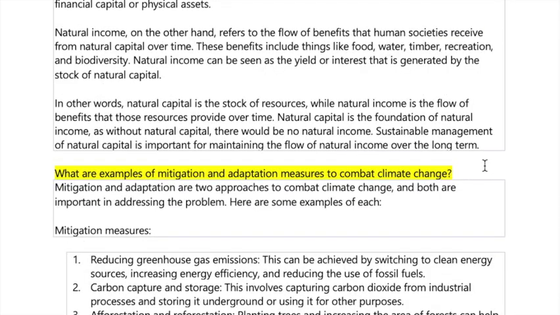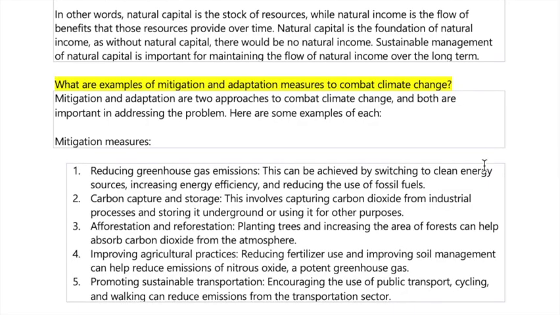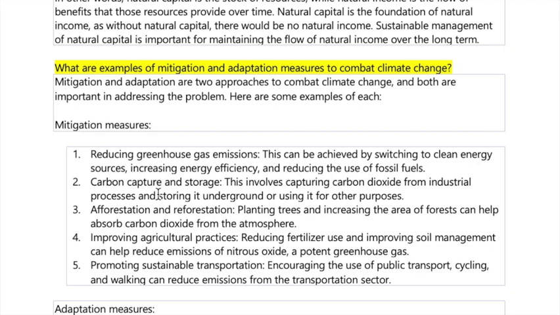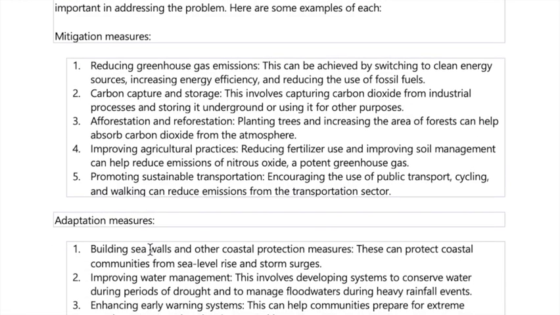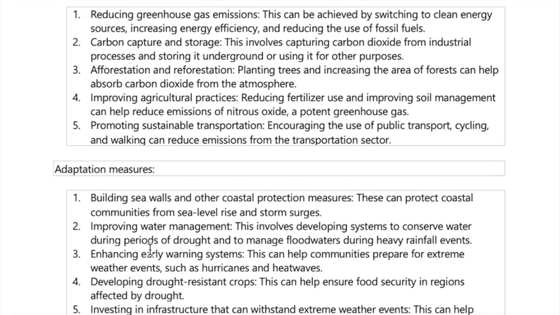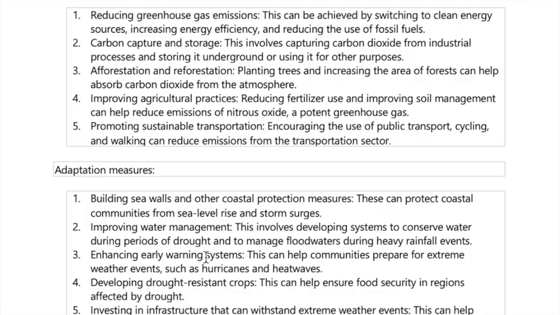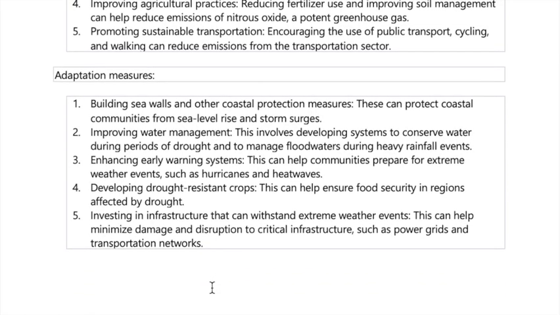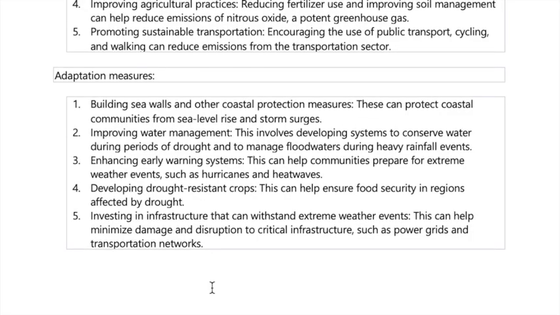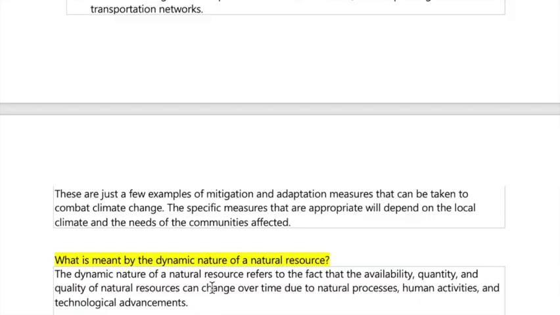Next, I asked ChatGPT, what are some examples of mitigation and adaptation measures to combat climate change? And I got these very good 5 mitigation measures: carbon capture and storage, reducing greenhouse emissions, afforestation and reforestation, improving agricultural practices, and promoting sustainable transportation. All of those mitigation, absolutely correct. And then adaptation, which means adjusting to what happens, and of course building seawalls, improving water management, enhancing early warning systems, drought-resistant crops, all of these, including things like vaccination, not mentioned here. But when you feel that ChatGPT has missed something, it's totally fine for you to say, what about vaccination? Do you think that is going to be an adaptation measure? And then you'll see what ChatGPT has to say about it.